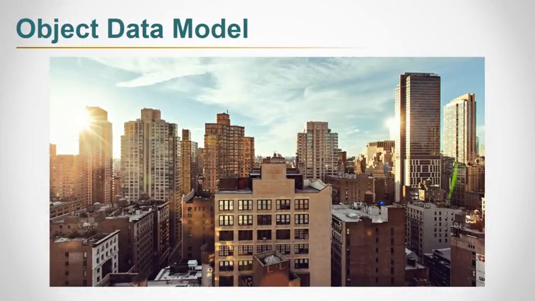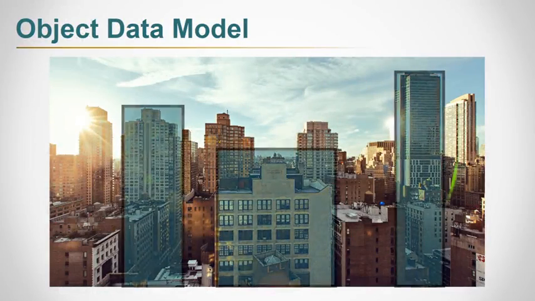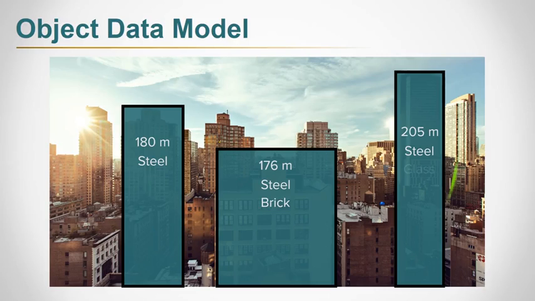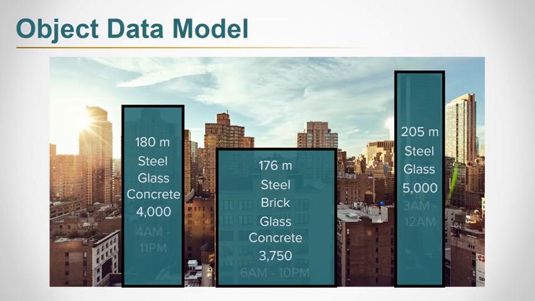So let's take a look at these buildings for a moment. If we represent these buildings as objects in a GIS system, we can start defining a common set of attributes for them. This building is 205 meters tall. This other one is 180 meters, and this one is 176 meters. The primary building material for the three of them is steel, but this bottom one is mostly brick. The facade of this tall building is glass, and these two are concrete and glass, and again, this one over here is brick. We can also record the number of inhabitants, the hours it's open, etc.